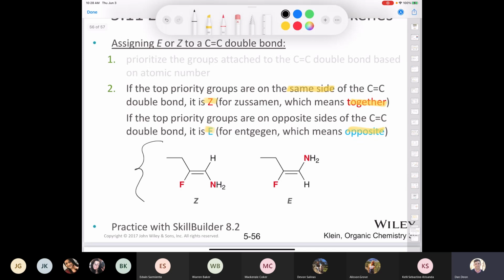So again, how do I differentiate between these two alkenes? This one is a Z compound because the two higher priority groups are zusammen, together, that's German. And these two high priority groups over here, they're on opposite sides. So it's E for entgegen, which is German.